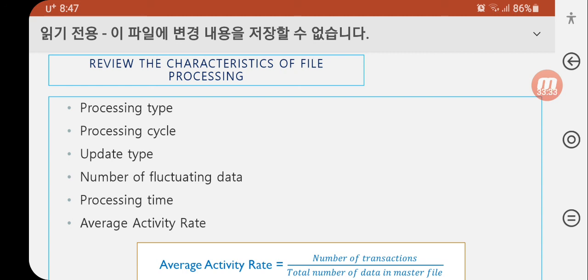The number of fluctuating data is necessary to determine the exact amount of data in the future by considering future fluctuations, including the current amount of records constituting the files.